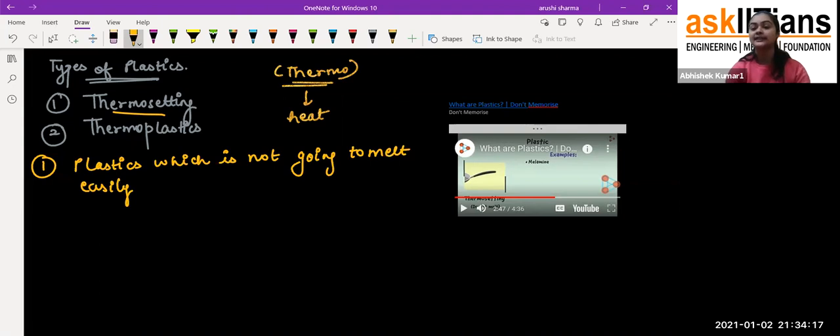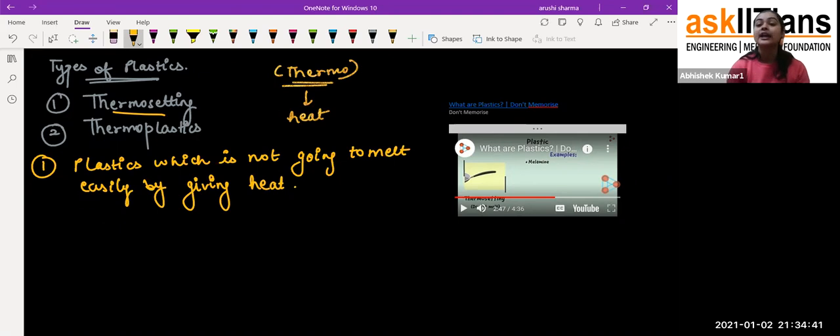That means at the time of manufacturing, the shape which we have given to it cannot be remolded into any other shape. So that's how you can say that these are the type of plastic which is not going to melt easily by giving heat. Then it is called thermosetting plastics.